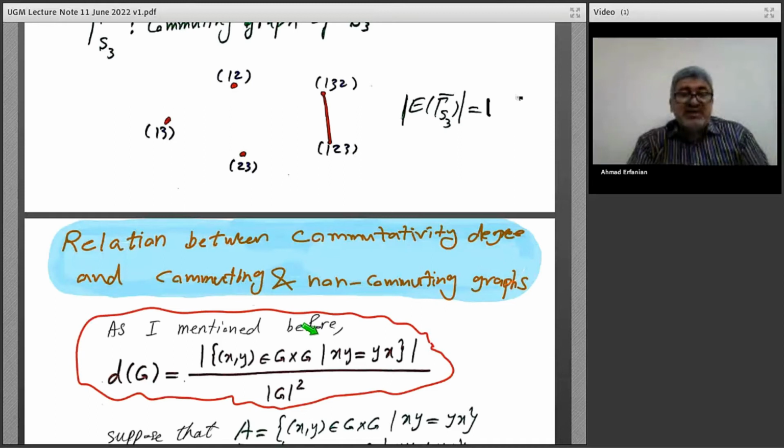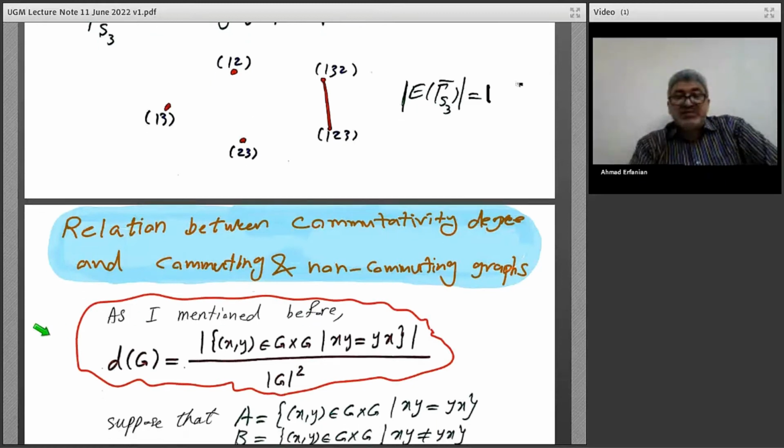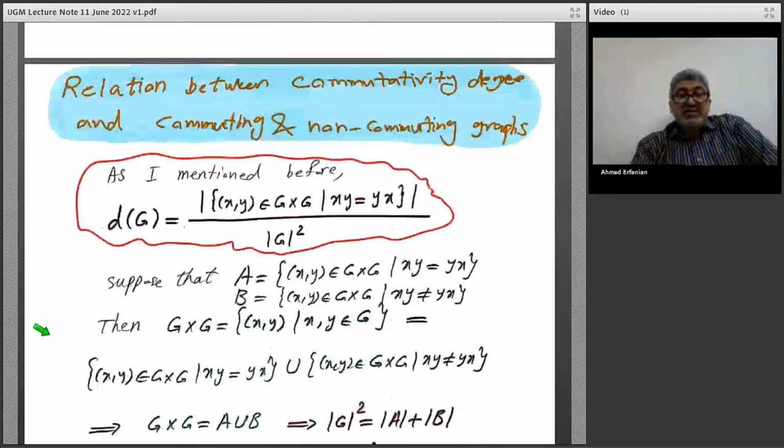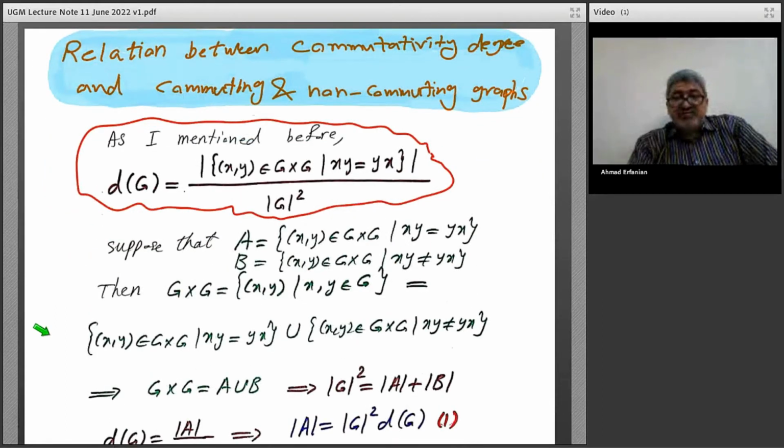Now, let us give a relation between commutativity degree, which I defined in the second lecture about probabilities. You know, one of the probabilities which I defined was the commutativity degree. Now I'm going to give a relation between the commutativity degree and the commuting and non-commuting graph.